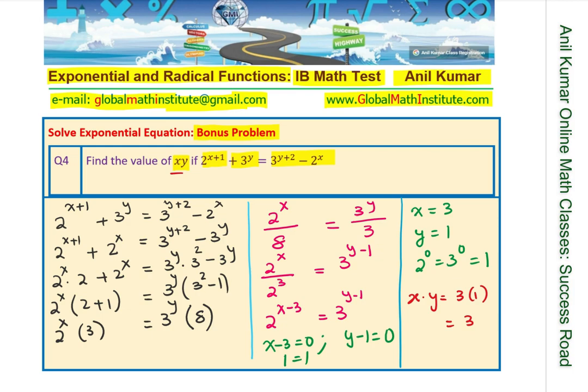So I hope these steps are absolutely clear. A brilliant question and a very intricate solution. I hope you understood the concepts. Feel free to write your suggestions.